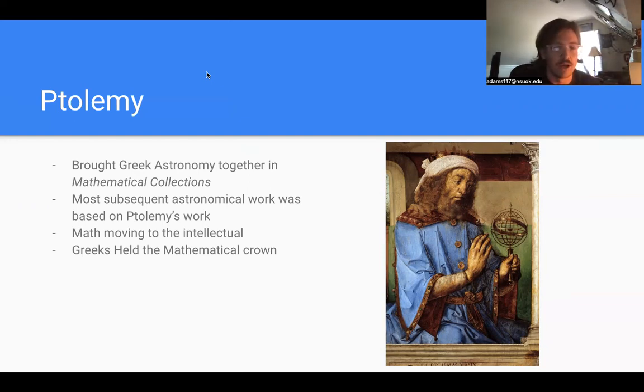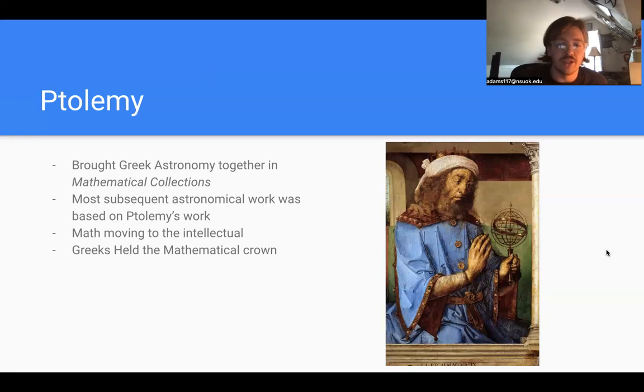We start to see this continuation of math moving to the intellectual. And we also see at the same time that we don't really hear a lot about Roman mathematics, even though at the time Rome is very big and has kind of encapsulated the Greek culture and the Greek nation. But we see the Greeks still holding the mathematical crown because the Romans didn't really care about mathematics all that much. They knew the Greeks were really good at it, so they just let them have that. So we see the Greeks still holding most of the progress whenever it comes to the mathematical world.